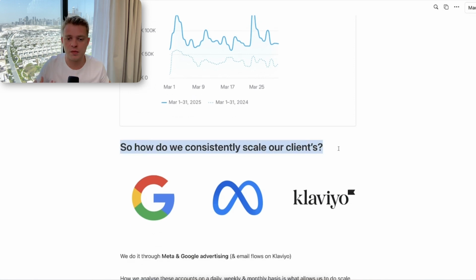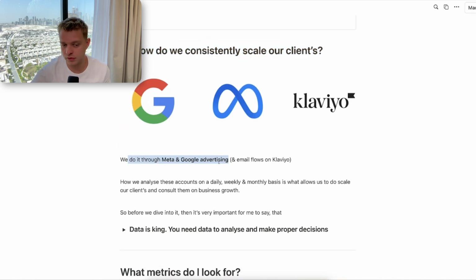So how is it that we consistently scale our clients? Well, it goes back to being able to analyze our ad accounts. And we do that through, of course, Meta and Google and also email flows. But how we analyze these ad accounts on a daily, weekly, and monthly basis is what allows us to scale our clients and consult them on business growth.